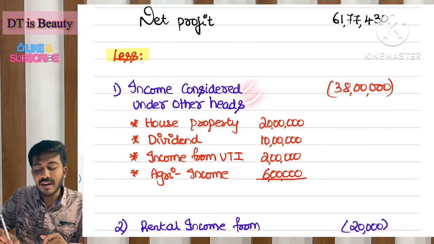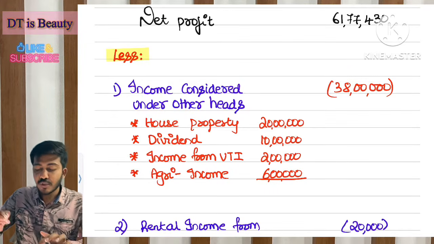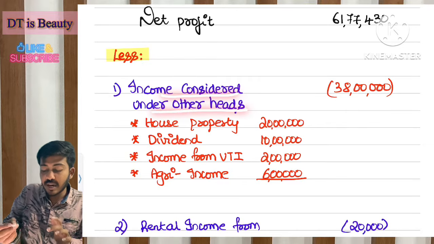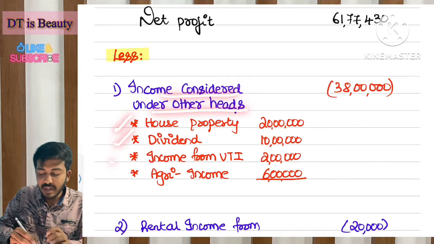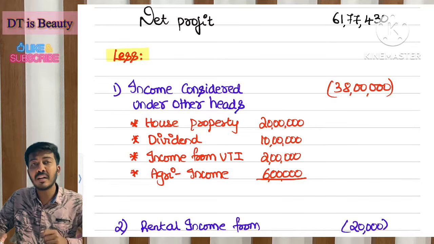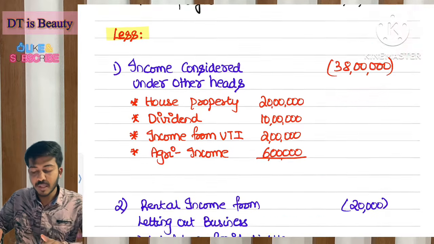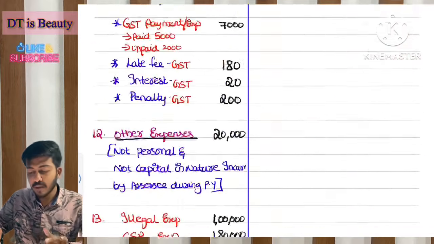Income considered under other heads. Actually, those incomes should not come in P&L. It should go for other heads, right? So I have written income considered under other heads: house property income, dividend income, income from UTI, agriculture income. All these incomes have been wrongly credited to our P&L. So I am minusing from our net profit. Come to the second one. We'll go back to the second point.